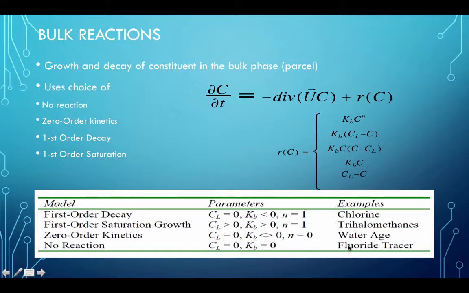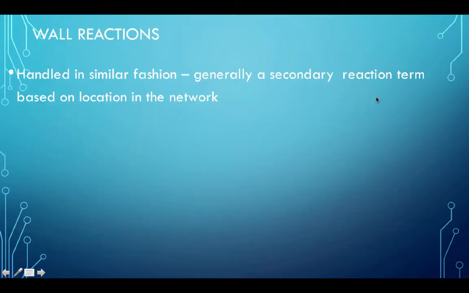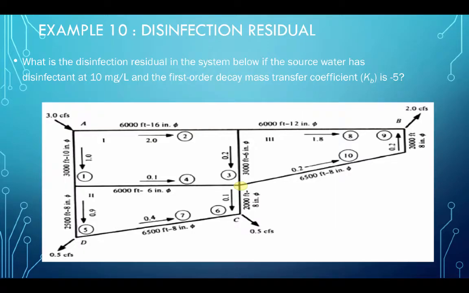And then a tracer would be where the N is set to anything, and the Kb is set to 0. Basically, it removes the reaction term. Wall reactions are handled in a similar fashion in terms of the equation structure, and they're a secondary reaction term based on location in the network.